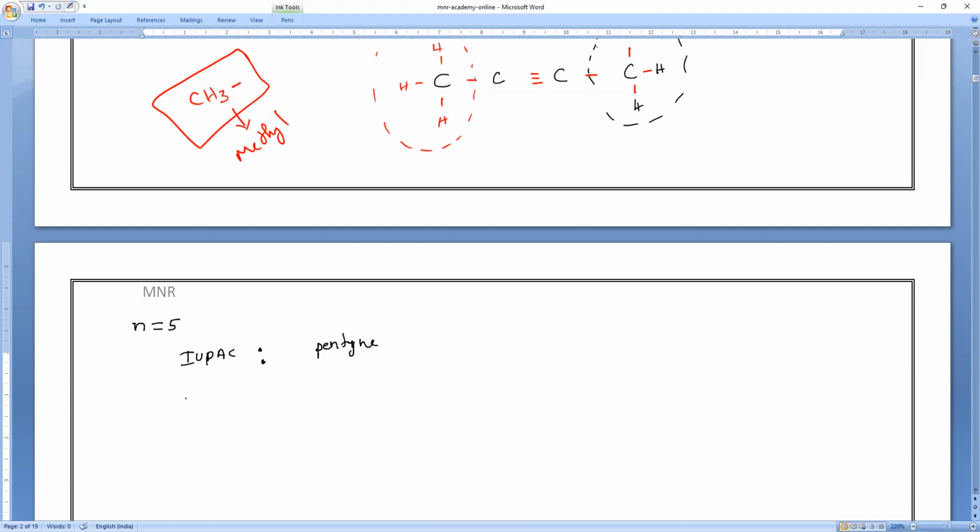Yes, please. Then the common name. Can you tell me what the common name is, everybody? Methyl acetylene. Yes, the common name for pentyne, anybody? Ethyl methyl acetylene. What is the name, everybody? Ethyl methyl acetylene. So write it. Ethyl methyl acetylene. Are you clear, everyone?